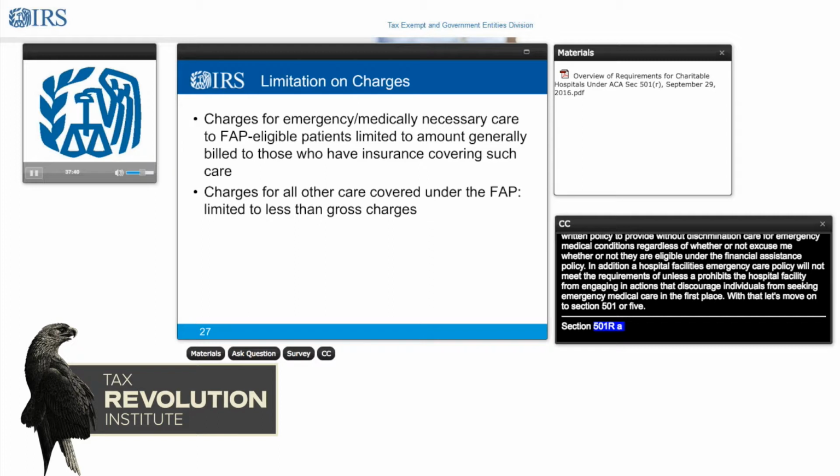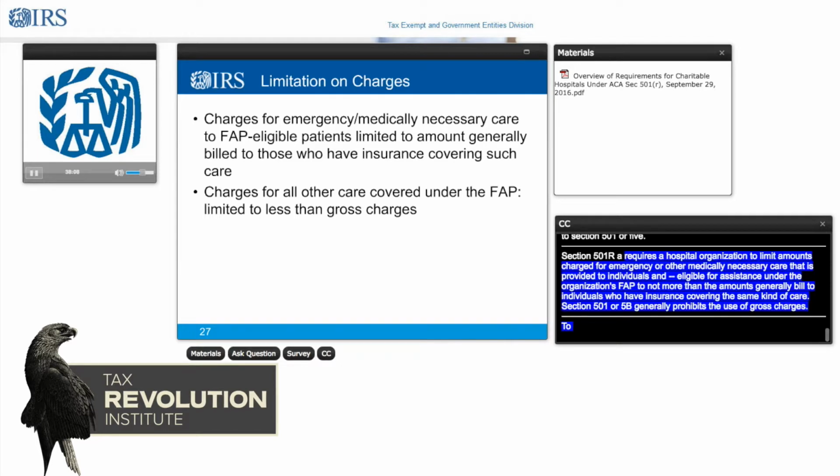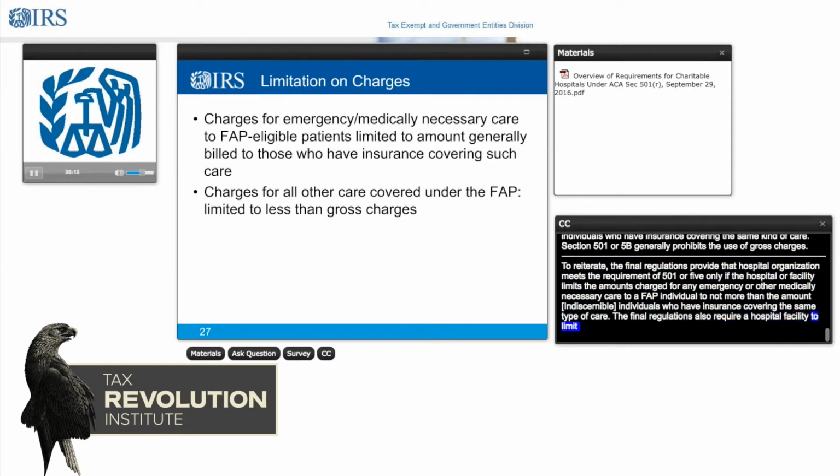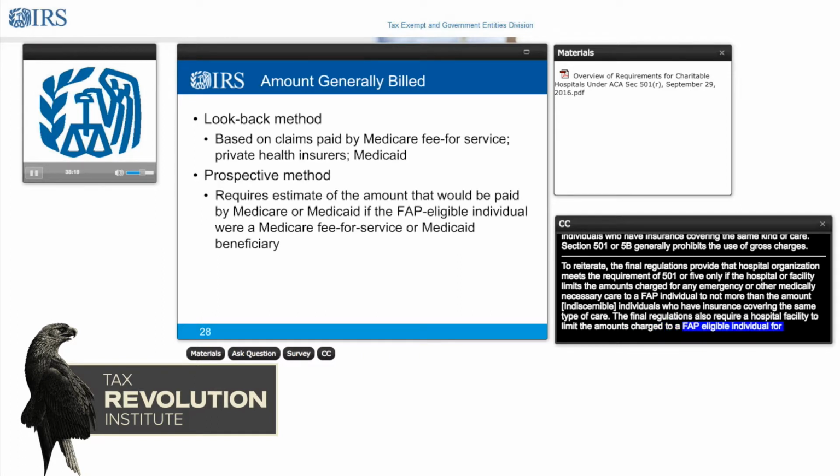To reiterate, the final regulations provide that a hospital organization meets the requirements of Section 501(r)(5) only if the hospital facility limits the amounts charged for any emergency or other medically necessary care to a FAP-eligible individual to not more than the amount generally billed to individuals who have insurance covering the same type of care. The final regulations also require a hospital facility to limit the amounts charged to a FAP-eligible individual for all other medical care covered under the FAP to less than the gross charges for that care.